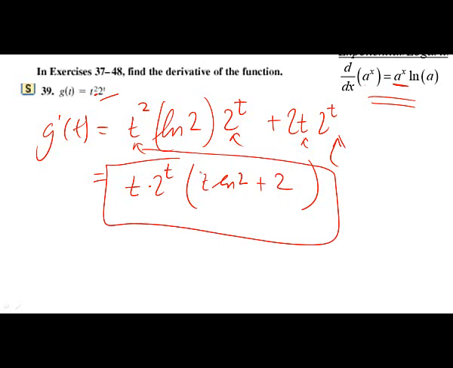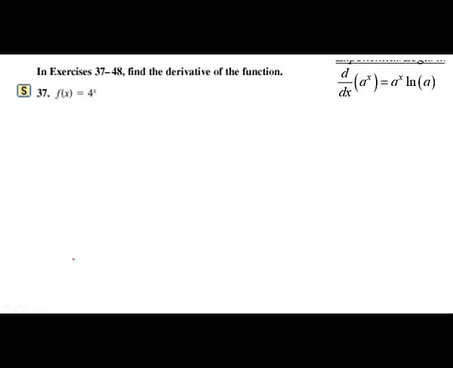All right, what else? 37, same page as the first one. Okay. Definitely something basic like that is probably going to be there, okay?